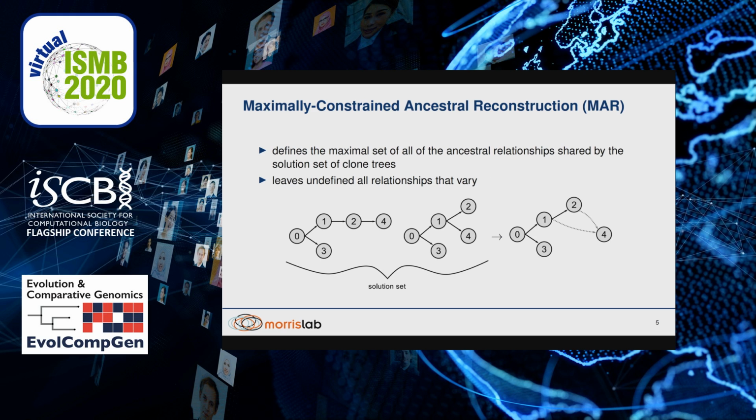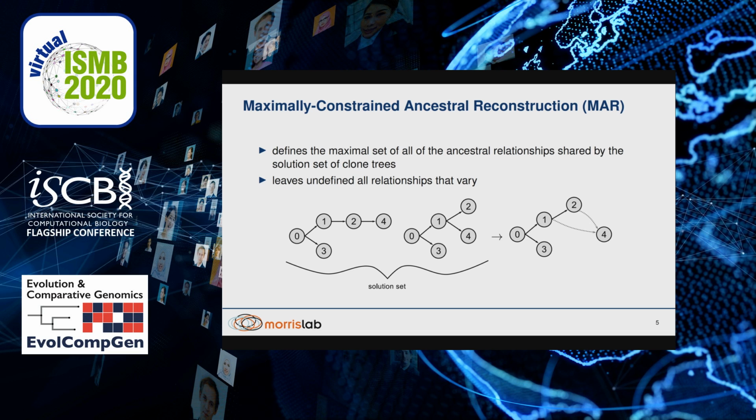Given a subclonal frequency matrix phi, for which a set of valid clone trees exists, the maximally constrained ancestral reconstruction, or short MAR, is a special partial clone tree that efficiently represents the uncertainty in the solution set. It defines the maximal set of all of the ancestral relationships shared by the solution set of clone trees, and leaves undefined all relationships that vary. Given the solution set of clone trees, it's trivial to build the MAR.